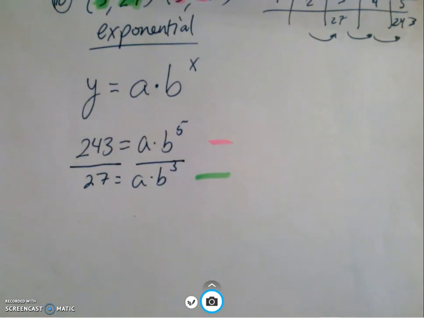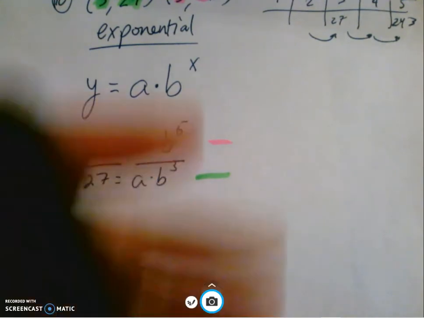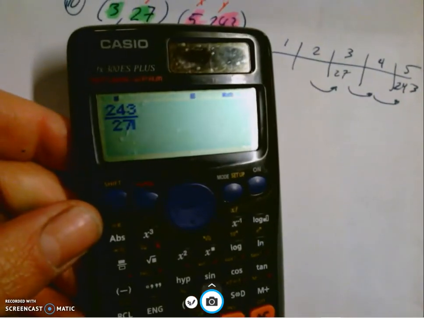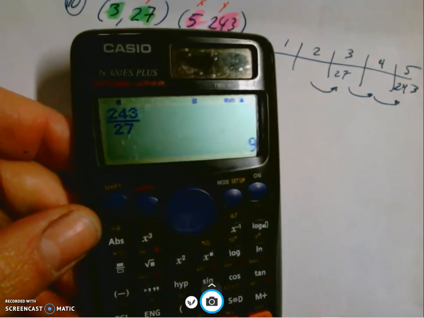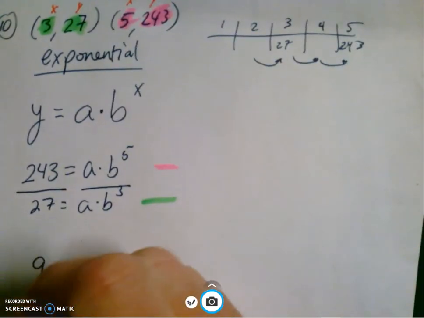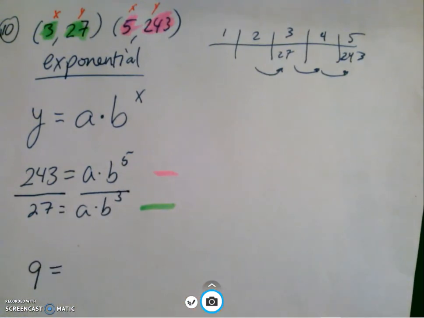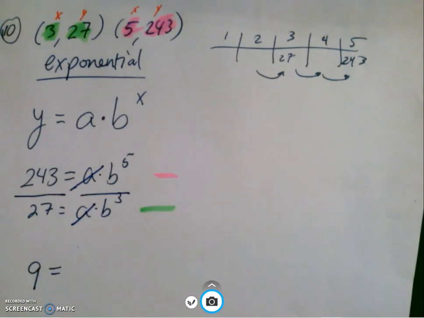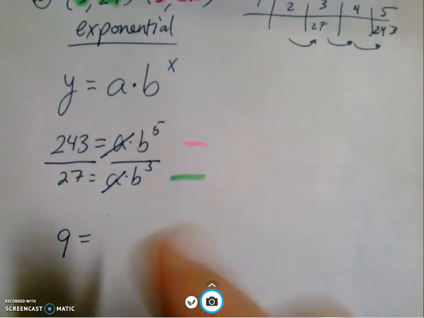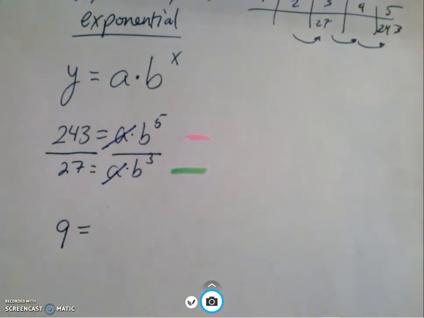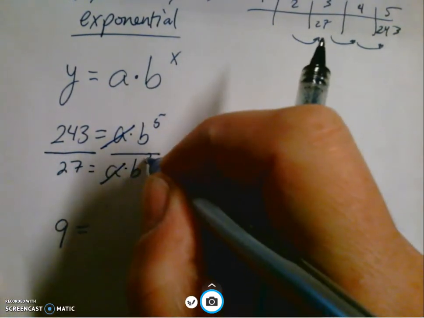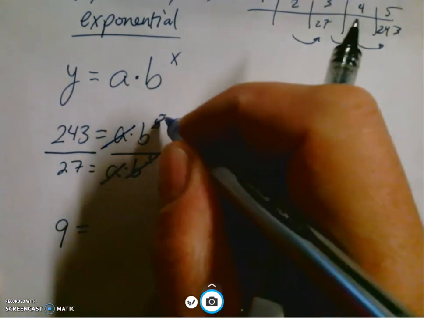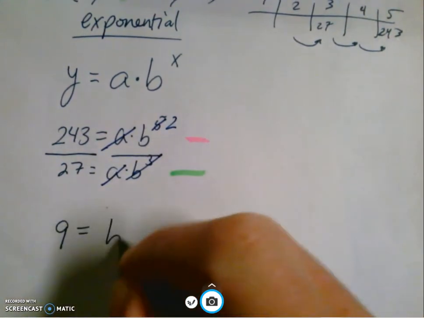So 243 over 27. I think that divides, but I'm going to just use my calculator. That's going to give me 9. That divides just to give you 9. What happens with the a's? The a's cancel each other. Well, that's kind of nice. What happens with the b's? The laws of exponents also work here, but there's 3 here and 5 here, so that 3 cancels with those, and you're left with b squared.